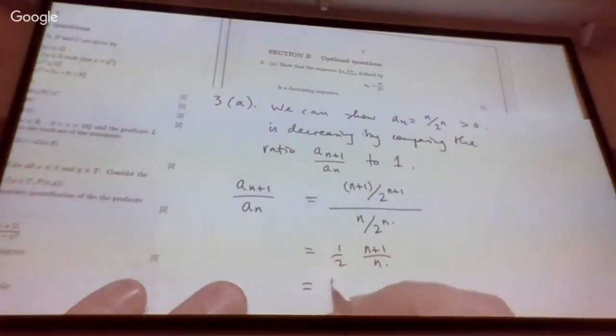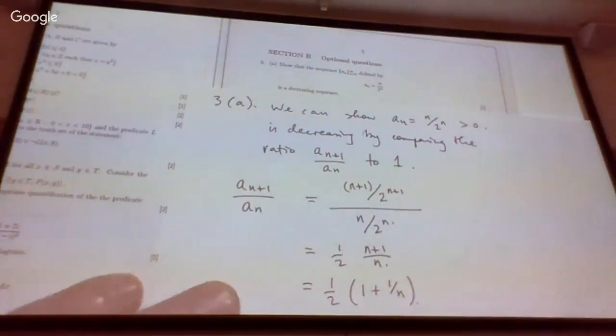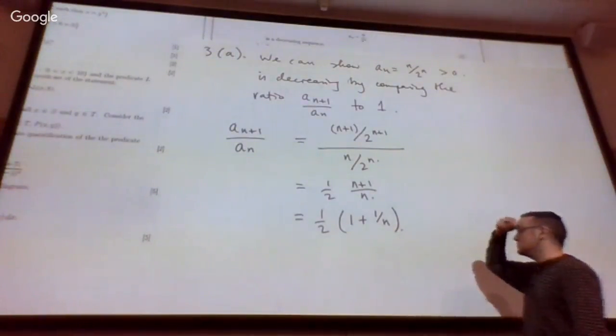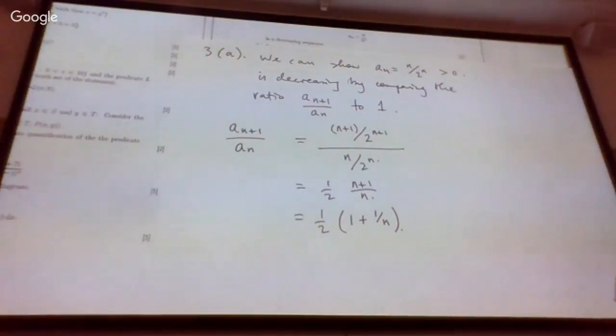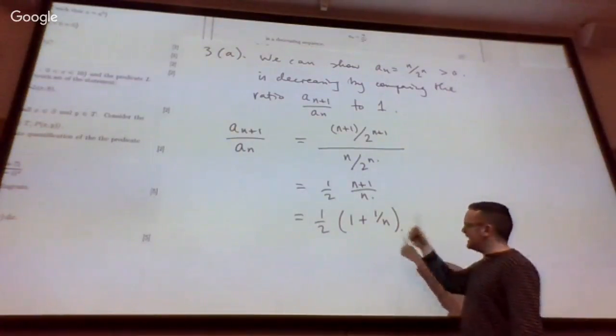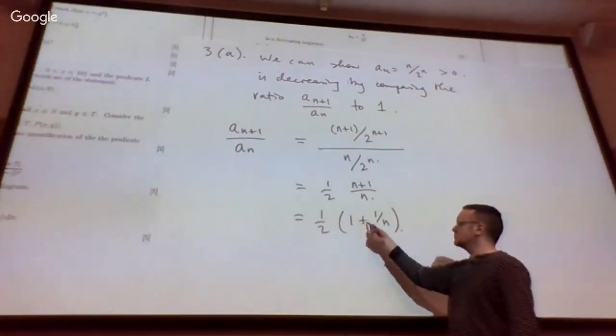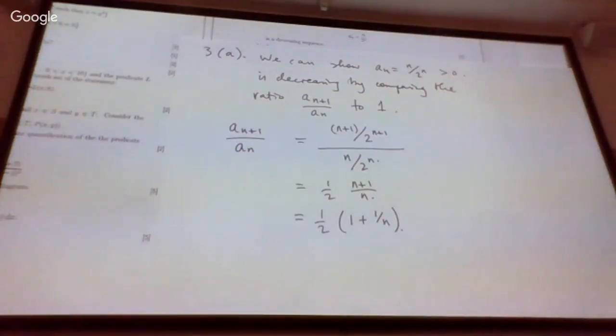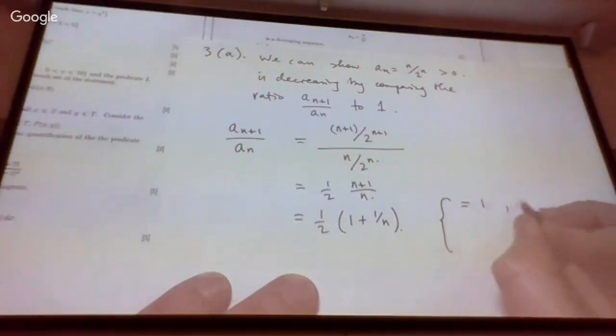And in fact, it's slightly more convenient, and emphasizes what's going on, if you separate n plus 1 over n into its 2 parts, that's going to be 1 plus 1 over n. Now, how does this quantity compare to 1? That's the question. Well, when n is equal to 1, it's a half times 1 plus 1, which is 1. So this thing is equal to 1 for n equals 1.